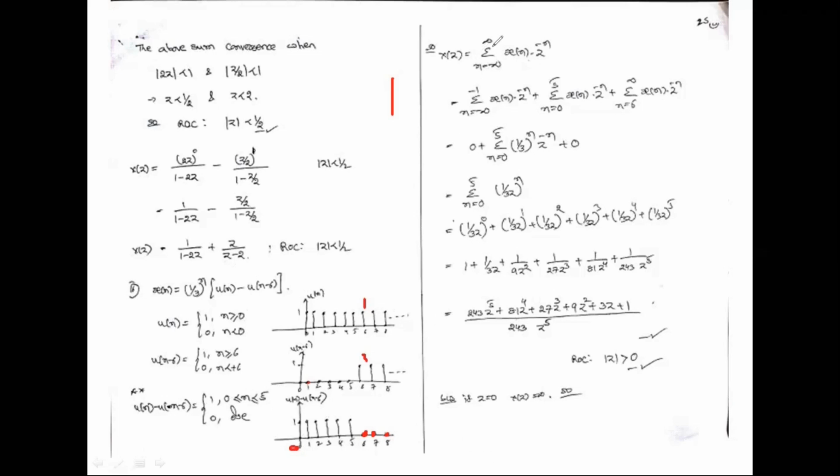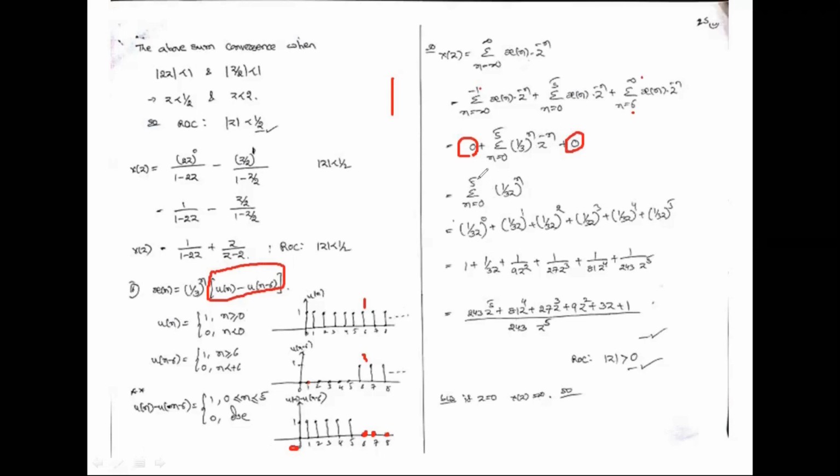See here in the definition of minus infinite to infinite. Minus infinite to minus 1 is 0, and 6 to infinite is also 0. There are no negative values here, and no positive values from 6 to infinite also. So both are zeros. Only we have the range from 0 to 5. 1 by 3 whole power n z power minus n. This total function is 1 in the range of 0 to 5. Got it, my dear students?